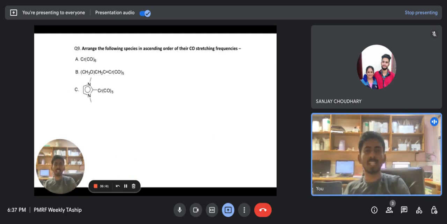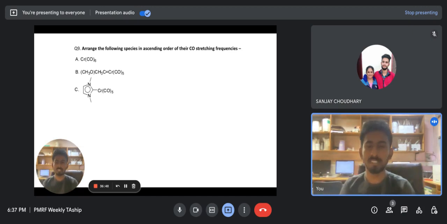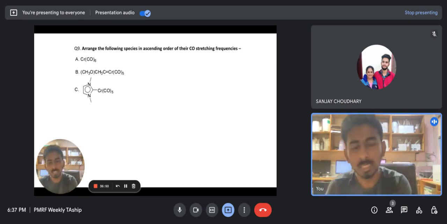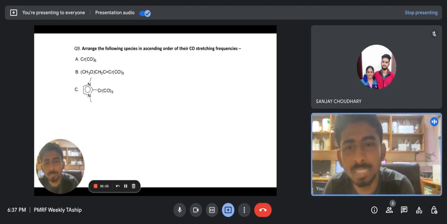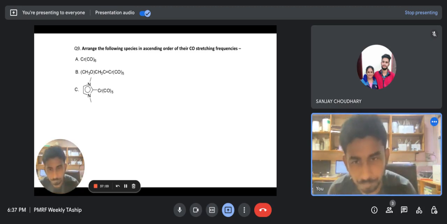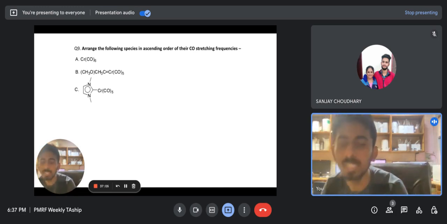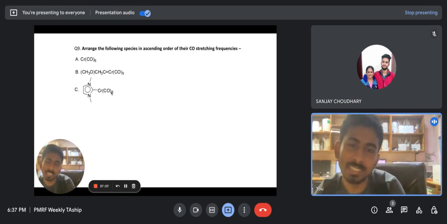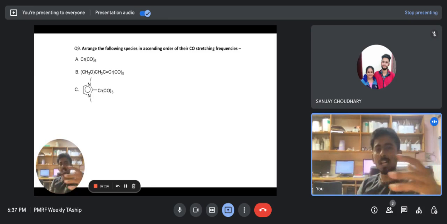The next question is regarding the CO stretching frequencies in IR or Raman. The three compounds given are, firstly, chromium hexacarbonyl. The second option is the methoxy methyl carbene, C double bond Cr(CO)5, a classical Fischer type of carbene. And the last compound is an NHC type of carbene, where the NHC is bound to Cr(CO)5. In all the cases, you have to arrange the CO stretching frequencies in ascending order.